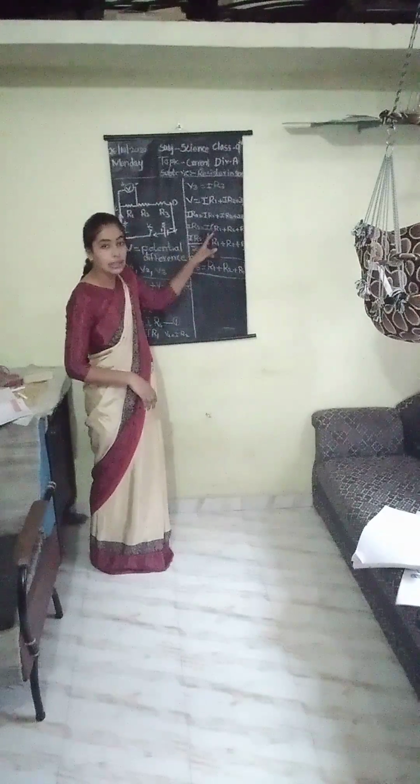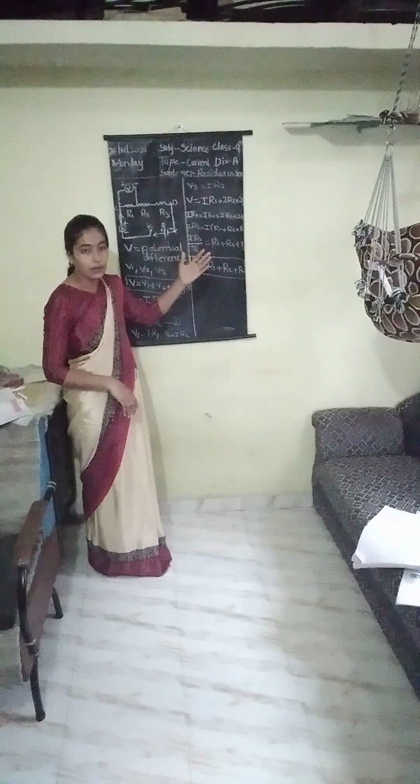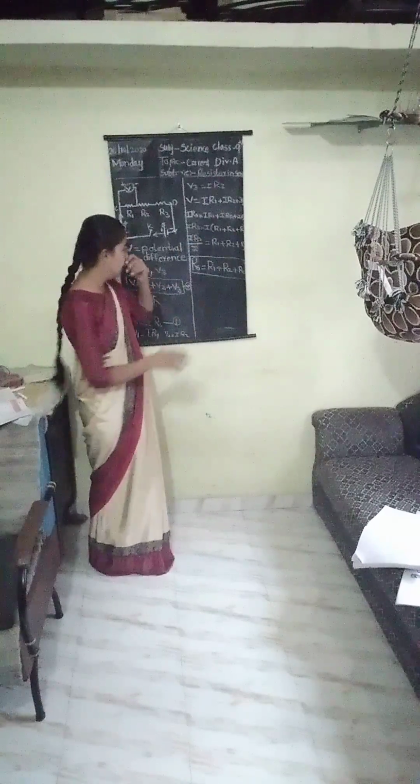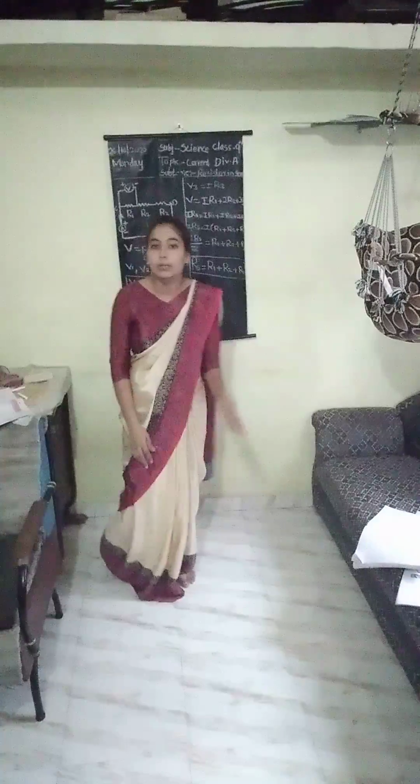Here I is there, and here also I is there. After taking I common, the I cancels out and we get the value Rs is equal to R1 plus R2 plus R3. So this is the equation, or this is the form, when the resistors are connected in series form. You have to practice at home.